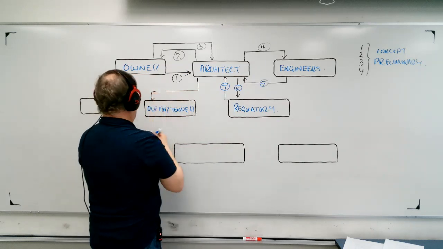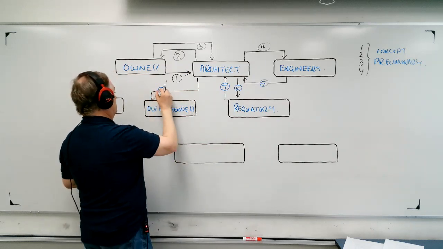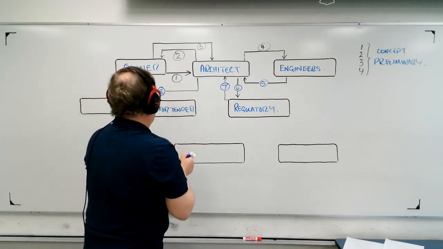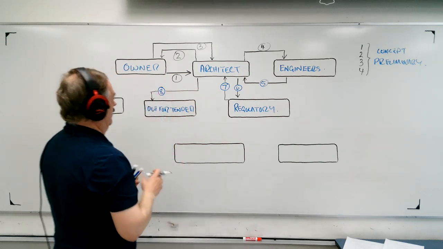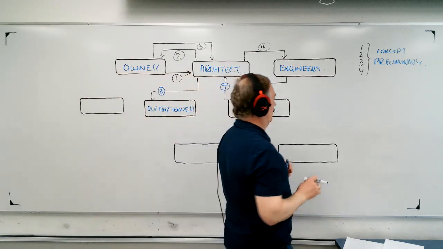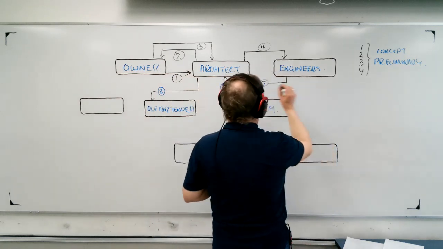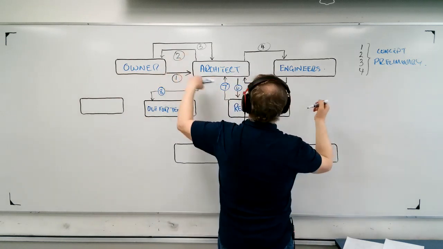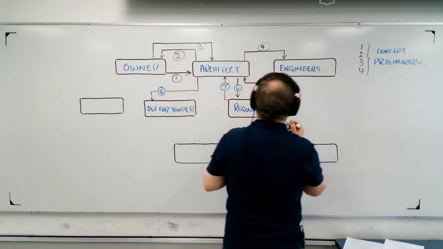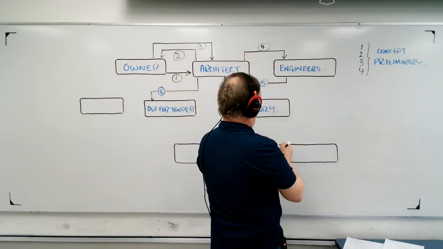Okay, and let me put that in here. And now it's out for tender. Now, at this point, let me just stop a moment. 1, 2, 3, and 4. So up here, 1, 2, 3, and 4 were called concept or preliminary.